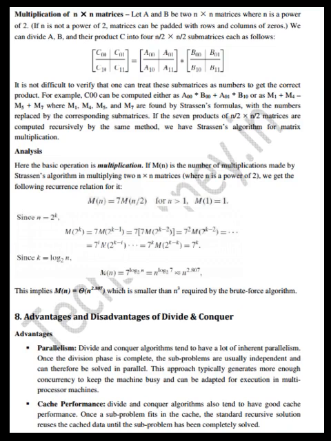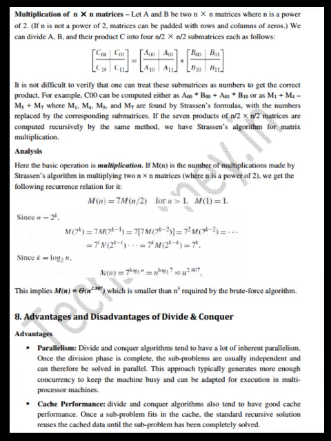Now let us see multiplication of n by n matrices. Let A and B be two n by n matrices where n is a power of 2. If n is not a power of 2, matrices can be padded with rows and columns of zeros. We can divide A and B and their product C into four n by 2 by n by 2 submatrices each as follows. See the figure.